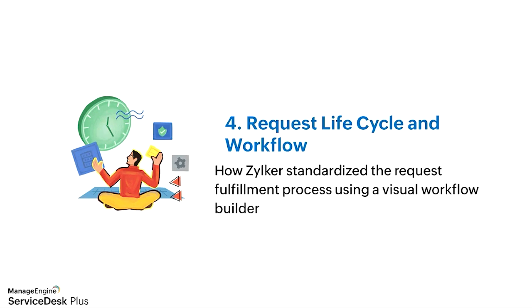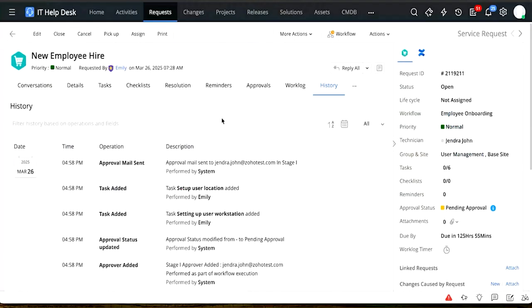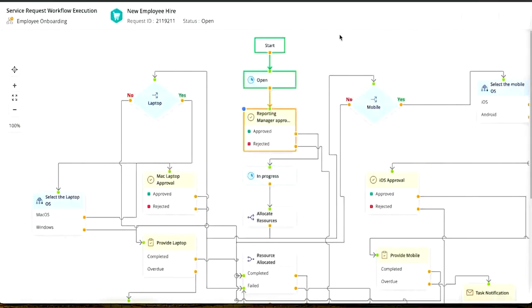Now let's see how Zilker was able to standardize the request fulfillment process using a visual workflow builder. So again, back to the request, we are in the technician's ticket workspace. In the right panel, you can see request ID, status, life cycle, and workflows, right? We haven't used life cycle here. We are going with the workflow. Workflow is used to create a directional path for the ticket to flow from the beginning to the closure of the ticket. Now, if you can follow my cursor, you have the workflow button over here. Let me click on it to show the workflow which is associated with this ticket.